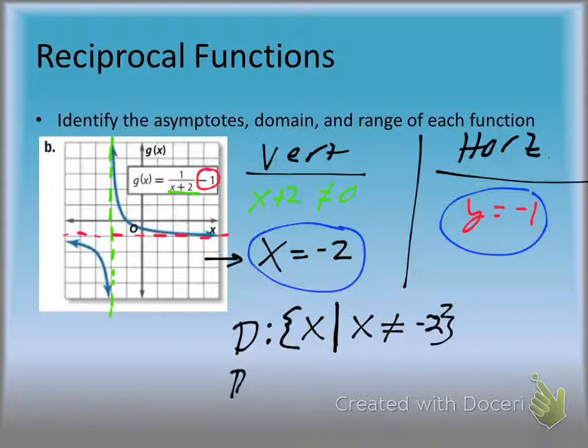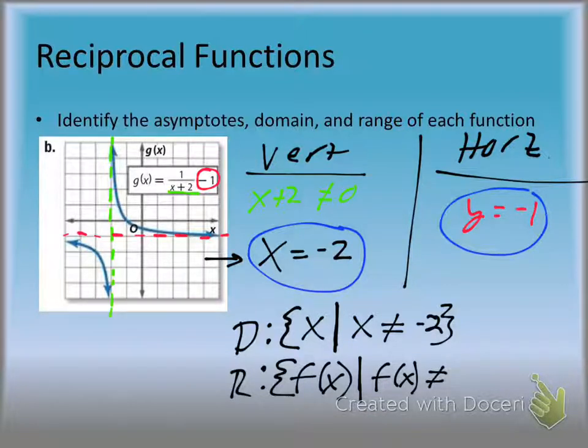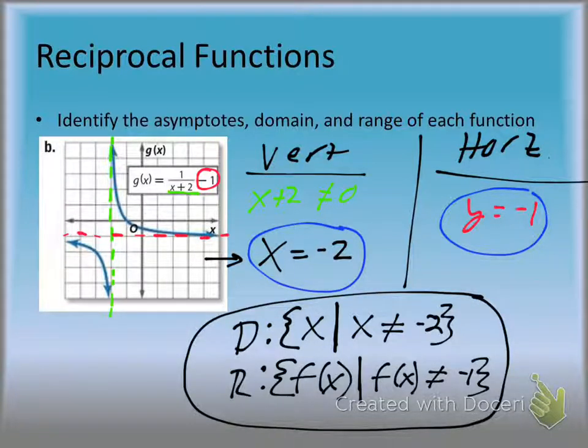And then we do the same for our range. If you look in the book, they may do it as f of x, which I'm going to as well. So for the range, it's f of x for all f of x is not equal to -1. And that's your domain and your range. Okay, so whenever you're given a graph, you need to put both. Alrighty.